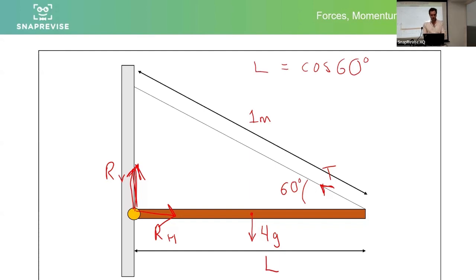Which is nice. You can plug it into your calculator, or a few of you might know it off the top of your head. Well done, you. But for now, I'm just going to write it as cosine 60, just so we're all on the same page.